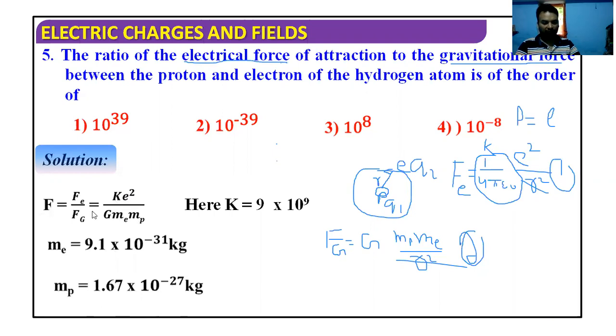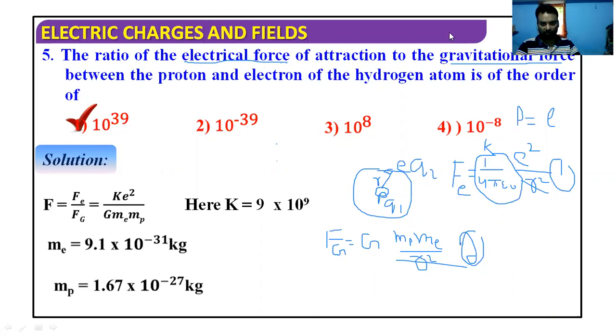So the value of the ratio comes out to be 10 raised to the power 39. Okay, so this was the question: the ratio of the electric force Fe to the gravitational force Fg comes out to be 10 raised to the power 39. So what is the meaning of that?